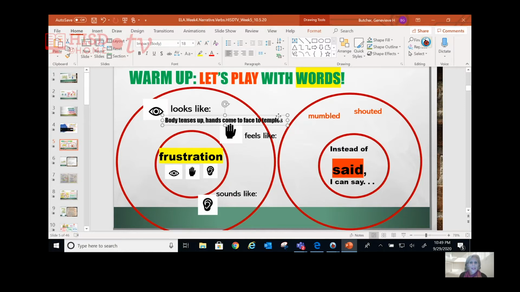What else? Steam starts coming out of your head. Steam comes from your head, right? You're starting to heat up, your body's heating up. So frustrated. Okay, what does it feel like? That's where your body's heating up.